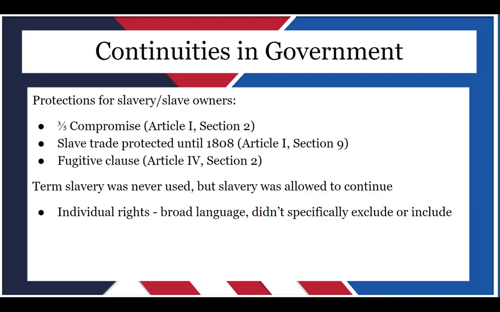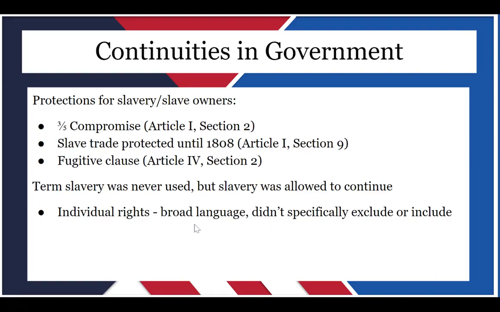Article 1, Section 9, also discussed in the last video. And then finally, the Fugitive Clause. The Fugitive Clause existed in Article 4, Section 2, and it said essentially that if you have someone who is a laborer or has some term of service, read slave is what they meant. If you have an enslaved person and they run away or leave, they're not discharged from their labor, as in they need to be returned to their owner. So the Fugitive Clause basically said that the states were responsible for returning people who ran away from slavery. So even though the term slavery was never used, slavery was definitely embedded in the Constitution itself.